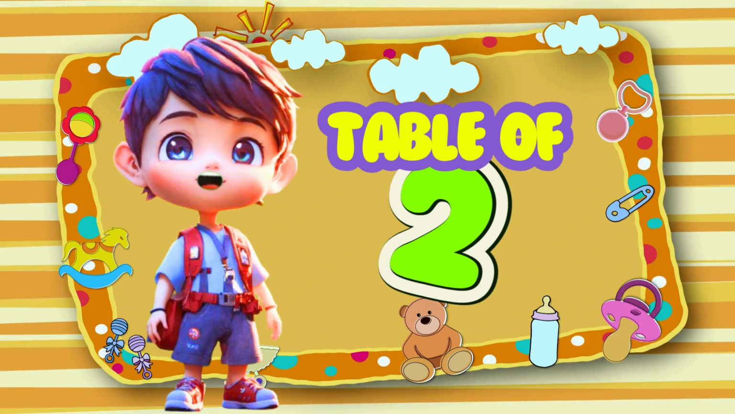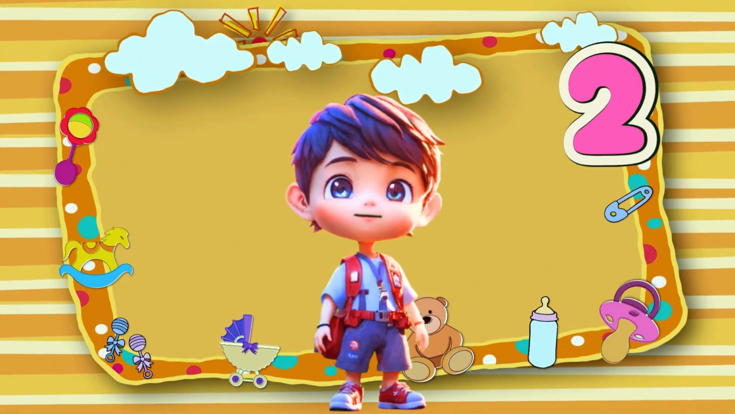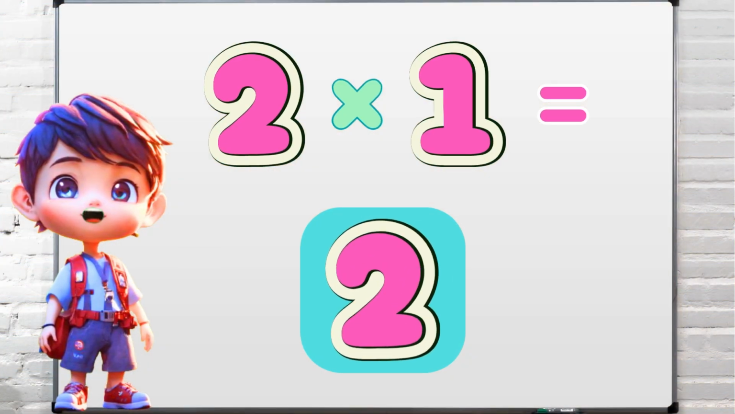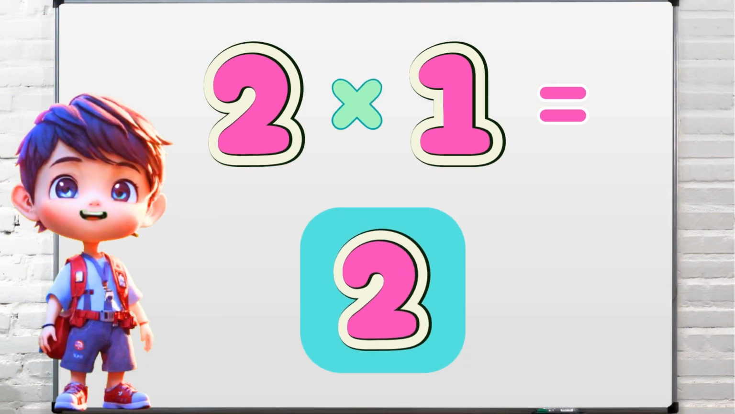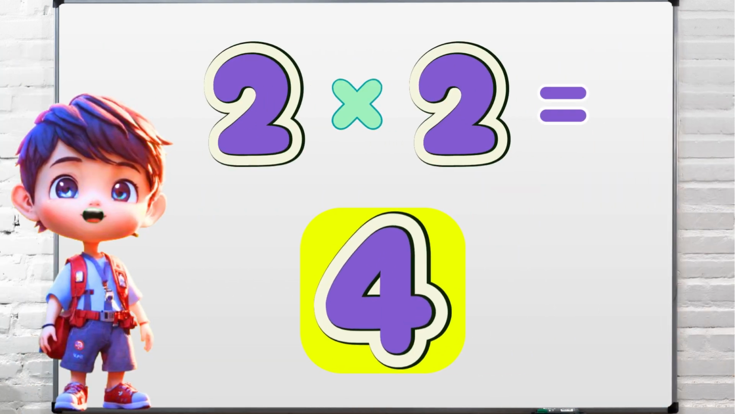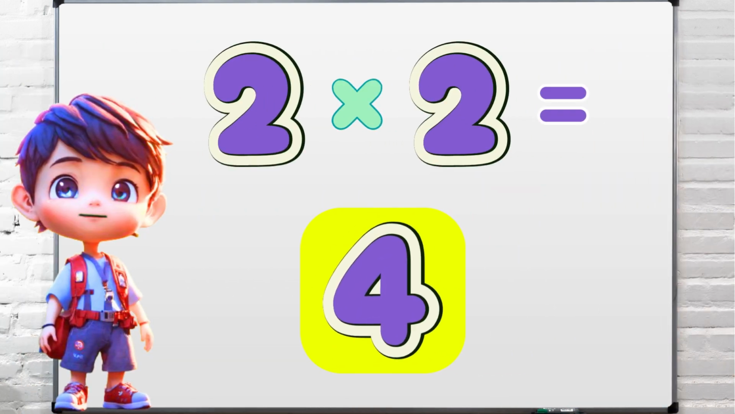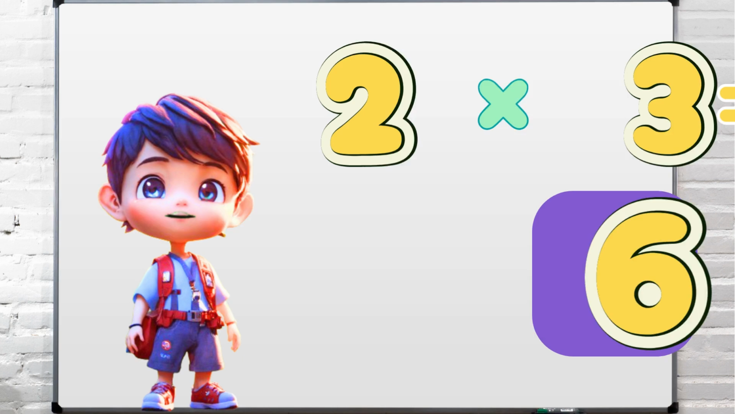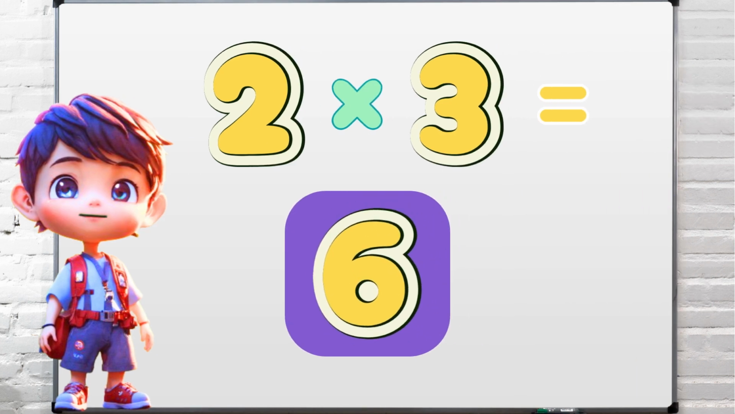Today we learn table of two. 2 ones are 2. 2 twos are 4. 2 threes are 6.